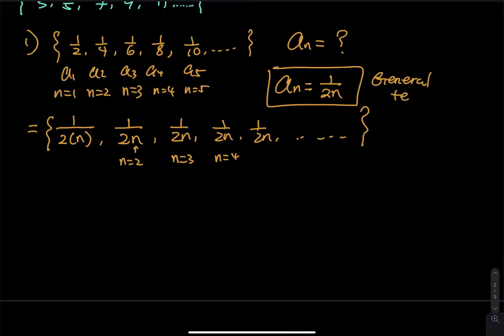What does the general term represent? The general term explains the pattern of the sequence. So this explains the pattern of this sequence.